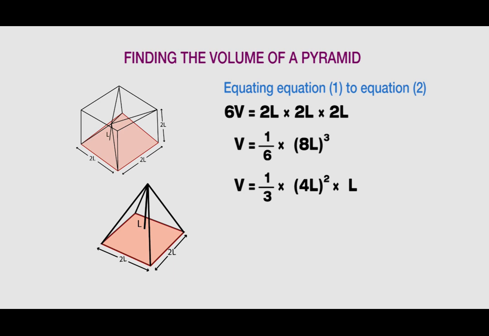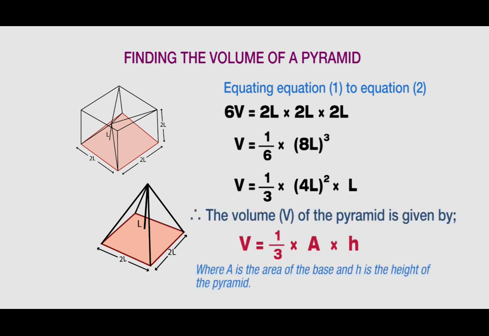Therefore, the volume V of the pyramid, if you do these substitutions, is V equals 1 over 3 multiplied by A, which is the area, multiplied by H, which is the length. So it means A is the area of the base and H is the height of the pyramid. Shall we consider a few examples?